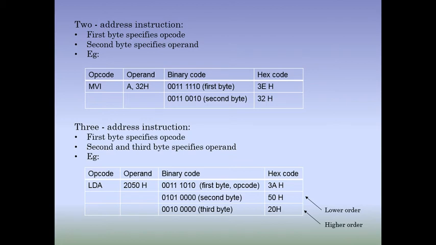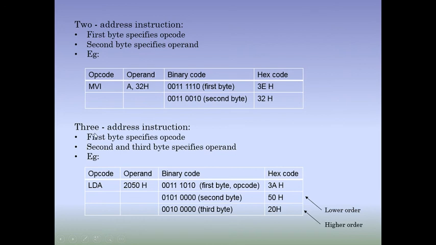So look at this example, MVI 32H. MVI, okay, is the opcode which will require 8 bits, and 32H, when we convert this 32H into binary, it will again require 8 bits. So total 16 bits, that is 2 bytes. The first 8 bits are for the opcode, and the second 8 bits for this immediate value 32H.